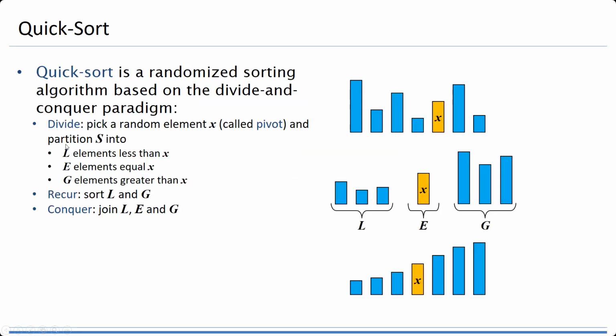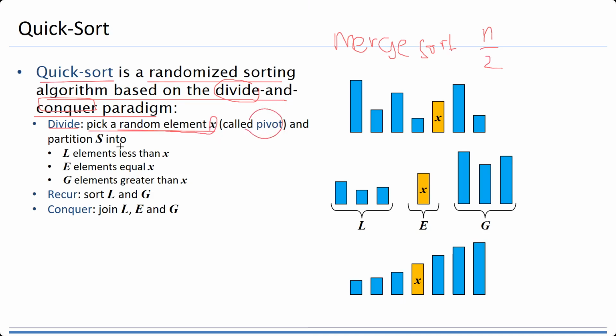So the quick sort is a randomized sorting algorithm using the divide and conquer paradigm. So using the same divide and conquer paradigm, but now we are using a kind of random element. Okay, so when we divide, when you do it with the merge sort, you do the division with n divided by 2. But when you use the quick sort, you pick a random element x, or we call it the pivot.